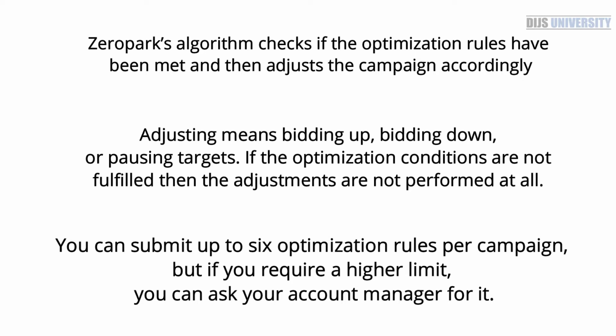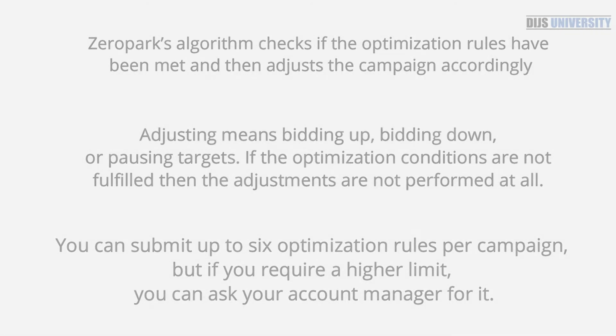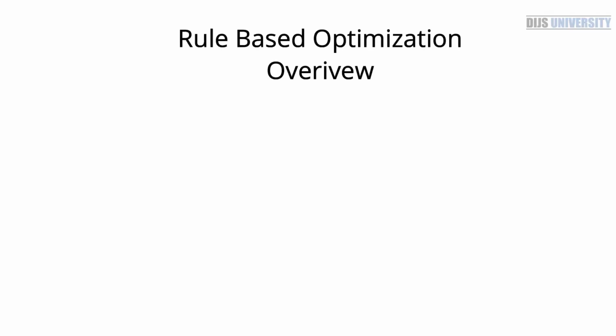You can submit up to 6 optimization rules per campaign, but if you require a higher limit, you can ask your account manager for it. The rule-based optimization functionality is available for both new and existing campaigns. So let's go over your rule-based optimization overview.